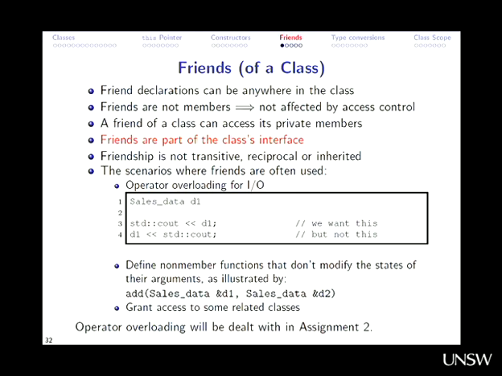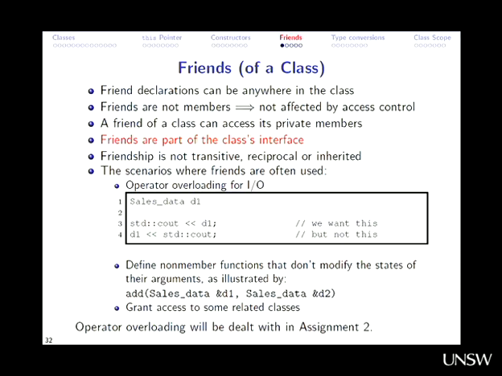Friends and friend declarations are part of a class's interface. So if we go to the .h file for sales data, we will see that we have these friend declarations inside the class declaration.